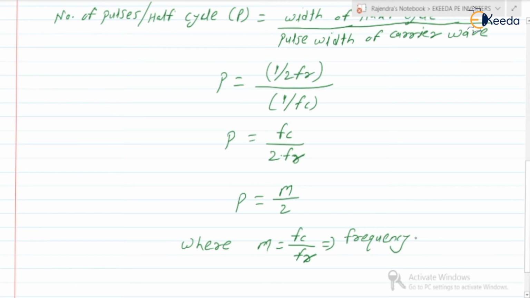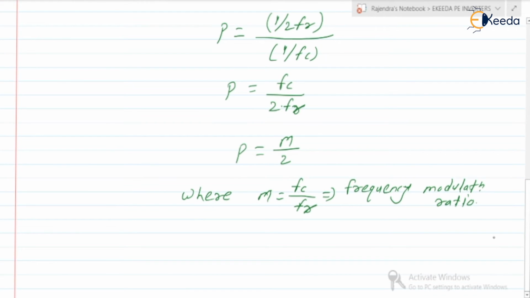Frequency modulation ratio. Are you getting the point? Okay. So the number of pulses per half cycle is FC upon 2FR. Okay, FC by 2FR.